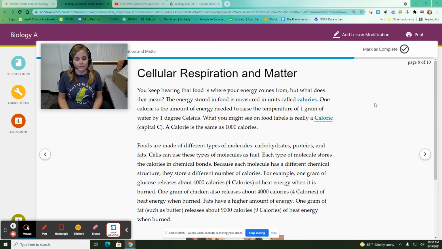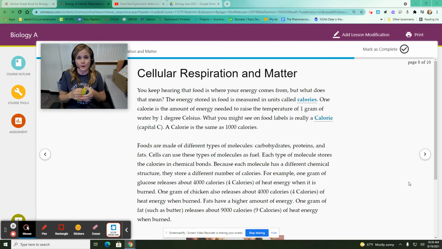So energy stored in food is measured in units called calories. I want you to pay attention to the lowercase c here. The lowercase calorie is the amount of energy that is needed to raise the temperature of 1 gram of water by 1 degree Celsius. If I have energy in heat, for example, I can use it to heat up water and change the temperature. The amount of heat I need to change the temperature of that water by a degree Celsius is considered a calorie of heat or a calorie of energy.